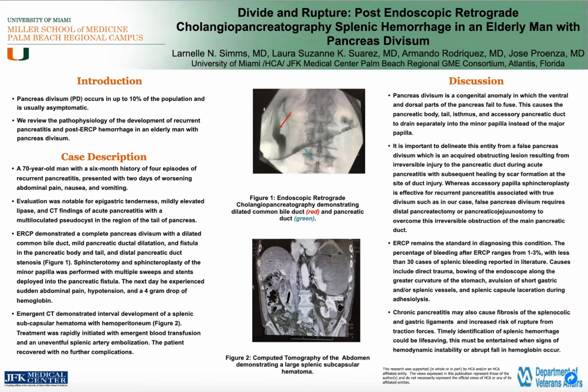The next day, he experienced sudden abdominal pain, hypotension, and a 4-gram drop in hemoglobin. Emergent CT demonstrated interval development of a splenic subcapsular hematoma with hemoperitoneum, seen here in figure 2. Treatment was rapidly initiated with emergent blood transfusion and an uneventful splenic artery embolization. The patient recovered with no further complications.